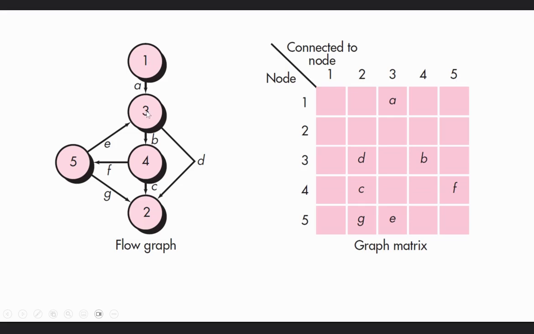So 1 is connected to 3 through A, and 3 is connected to 2 through D, and 3 is also connected to 4 through B. So here it is mentioned, and then 4 is connected to 2 and 5 through C and F. And 5 is connected to 3 and 2 through G and E. So this is how you have to represent the graph matrix for the given flow graph.